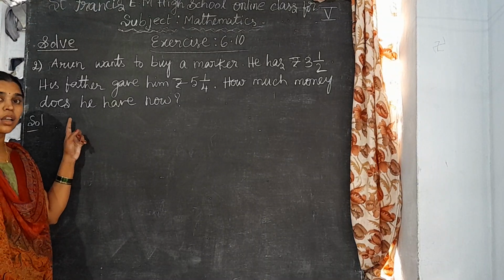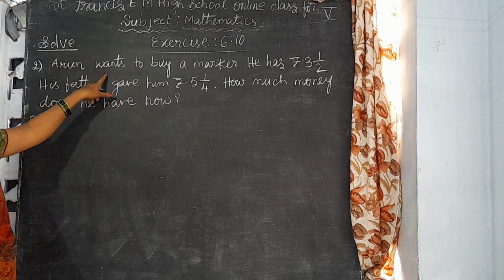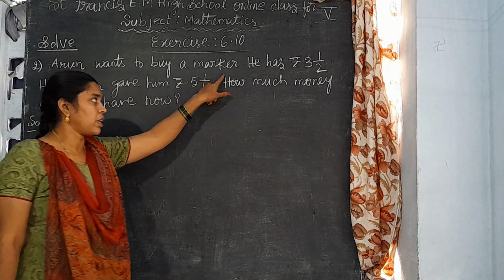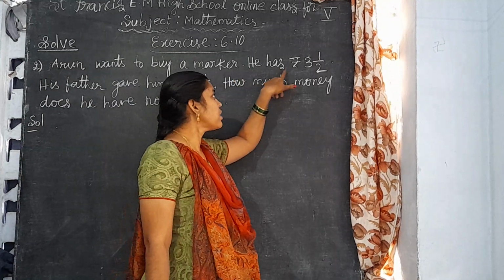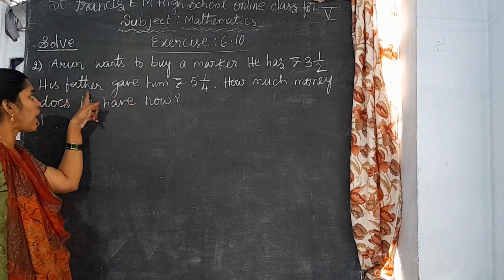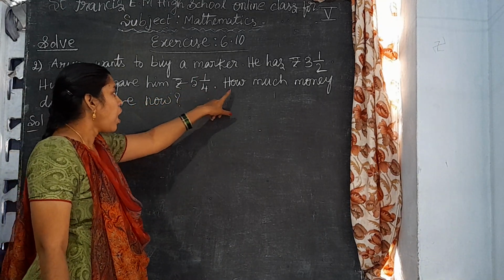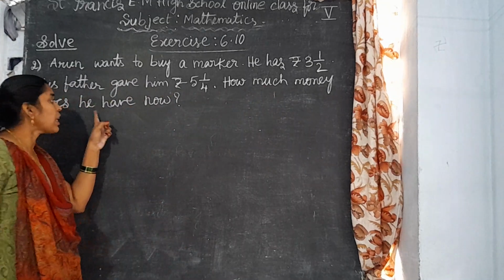Now see the second question in this exercise, children. Arun wants to buy a marker. He has rupees 3 1 by 2. His father gave him rupees 5 1 by 4. How much money does he have now?